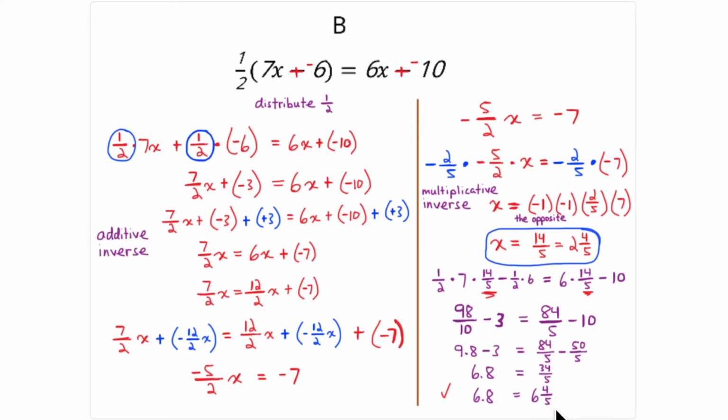And 4/5 is the same as 8 tenths. 2 times 4 is 8. 2 times 5 is 10. 4/5 equals 8 tenths. So 6 and 8 tenths is equal to 6 and 4/5. So the answer does check. Now, this gets pretty tough working with the fractions, although you should practice working with those fractions. Don't avoid them. Continue to practice working with them.